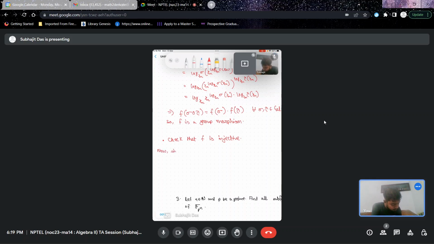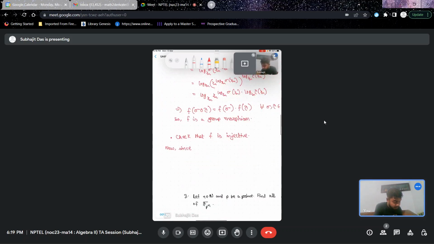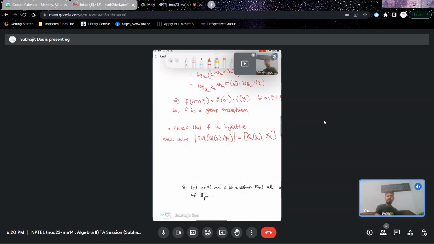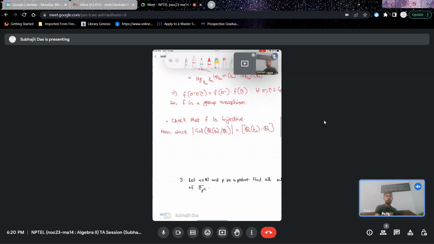Now, the cardinality of the Galois group of Q(ζ_n) over Q is equal to the degree of this extension Q(ζ_n) over Q. Why? Precisely because this is a Galois extension. This is because Q(ζ_n) is a splitting field of the separable polynomial, let's say Φ_n(x), or we can in fact take x to the power n minus 1 over Q. So that is why this is a Galois extension, being a splitting field of a separable polynomial over Q.